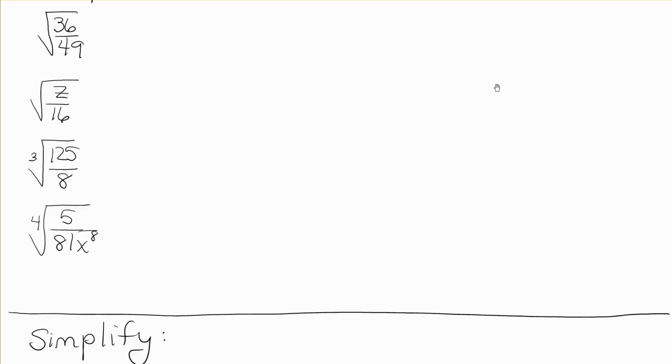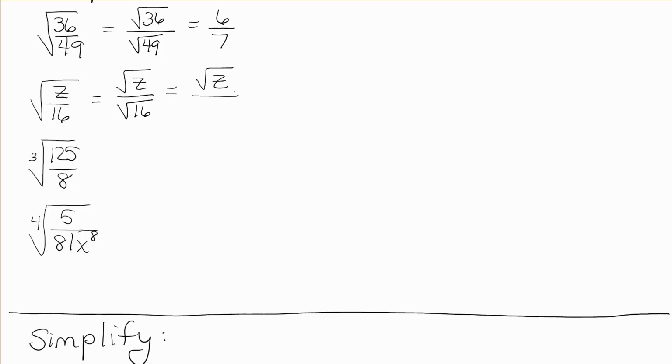Let's simplify the first one, and we're going to split this up into the square root of 36 over the square root of 49. And we know that 36 and 49 are perfect squares, so our answer is 6 over 7. The next example, we're going to split up as well, the square root of z over the square root of 16. That gives us the square root of z. 16 is a perfect square. Square root of 16 is 4.